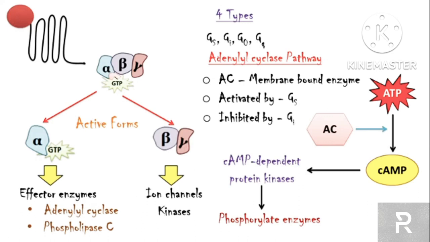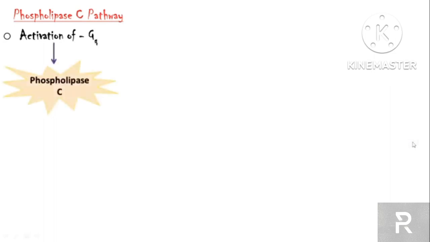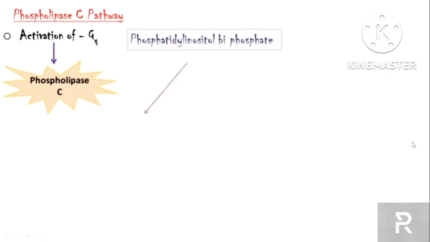bound to the receptor. In the phospholipase C pathway, when the agonist binds with the receptor, it activates a Gq protein rather than a G-stimulatory protein. Activated Gq protein then activates the enzyme phospholipase C. This enzyme catalyzes the cleavage of phosphatidylinositol bisphosphate into diacylglycerol and inositol trisphosphate.